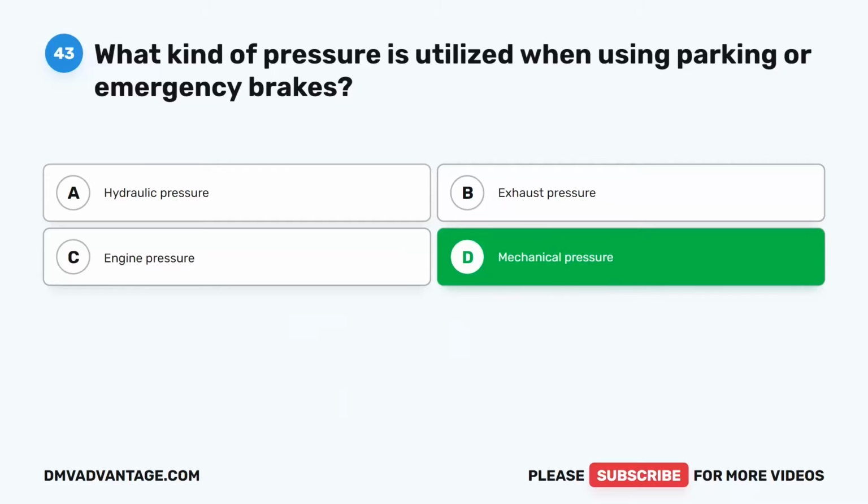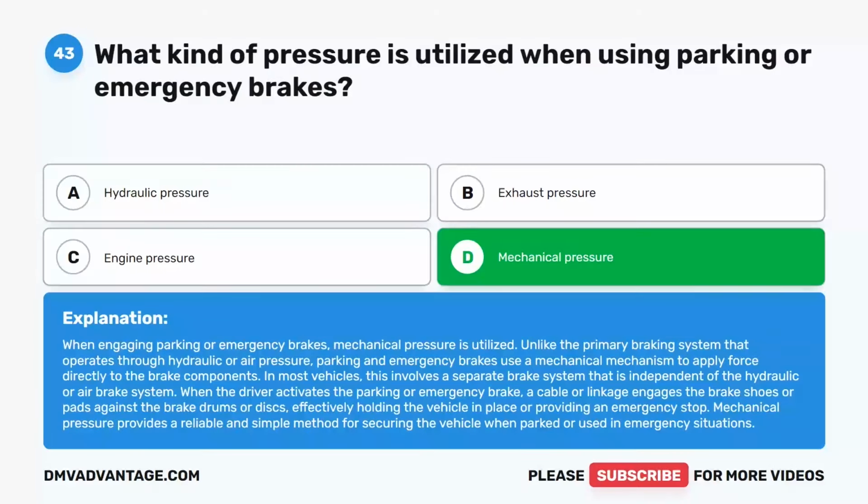Mechanical pressure. When engaging parking or emergency brakes, mechanical pressure is utilized. Unlike the primary braking system that operates through hydraulic or air pressure, parking and emergency brakes use a mechanical mechanism to apply force directly to the brake components. In most vehicles, this involves a separate brake system that is independent of the hydraulic or air brake system.